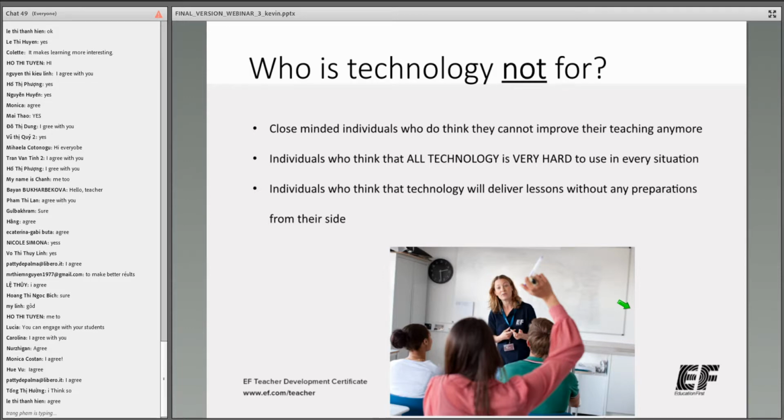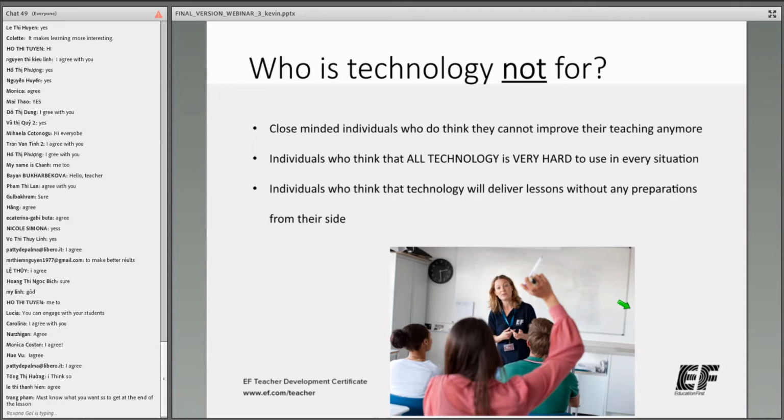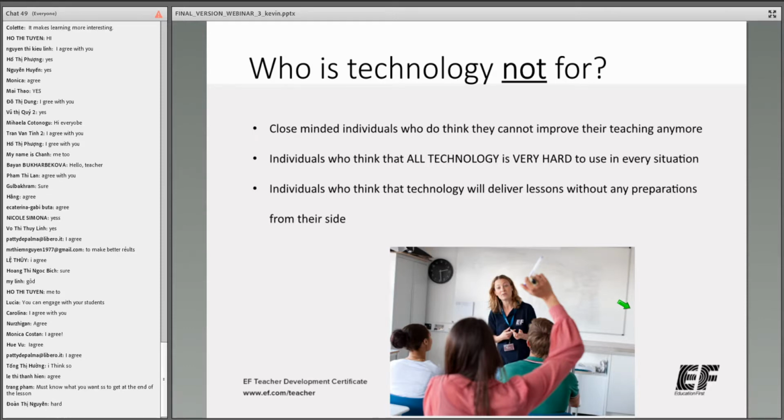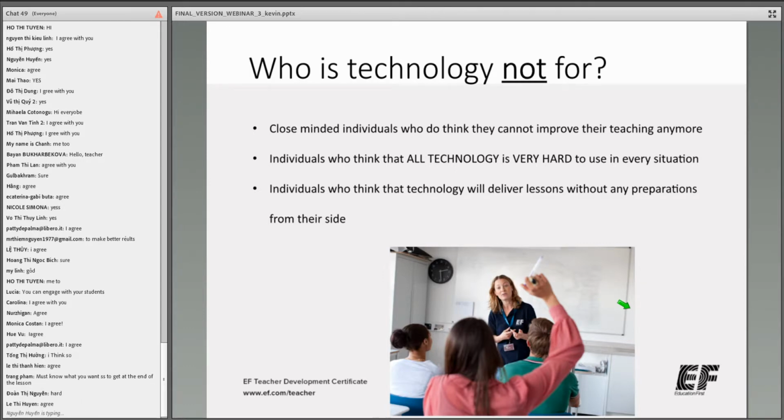The second are the individuals who think that all technology is very hard to use in every situation. There are people that I can personally think of that when you mention the word technology to them, they automatically freeze. They say, no, technology is not for me, it's too hard, it's too difficult. Technology is not for these people because you do need to have some level of open-mindedness towards trying something new. And the third are individuals who think that technology will deliver lessons without any preparation from their side.